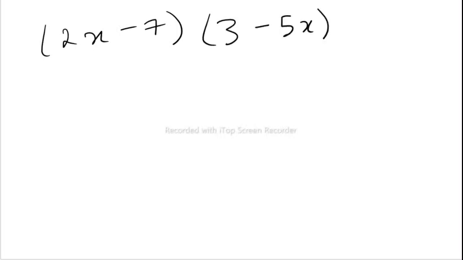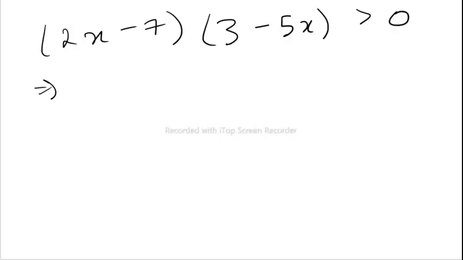We will do one last sum to get this concept absolutely clear. Okay, let's do this question: (2x minus 7) multiplied by (3 minus 5x) is more than 0. How will you do this?